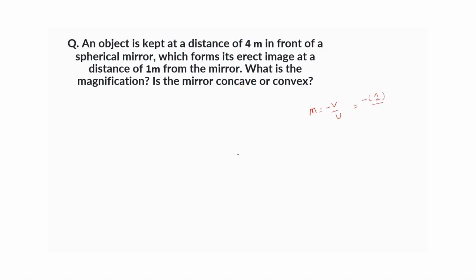And u is given as 4 meter, that is going to be on the left side, so it is going to be negative 4. So the whole equation gives 1 upon 4, which is also positive. So magnification is positive 1 by 4. It means that the mirror we are using is of convex nature, and the magnification here is 1 upon 4. Okay, so let's proceed to the next question.